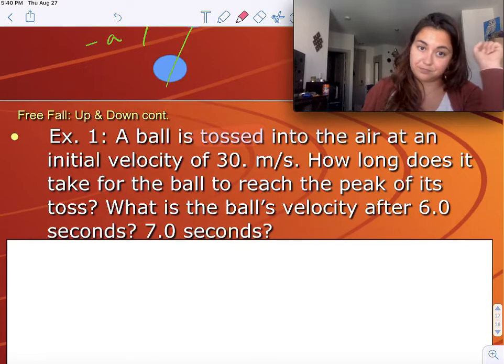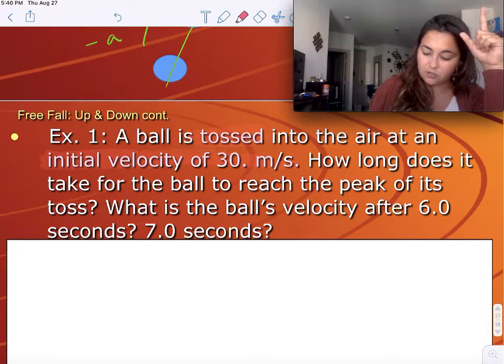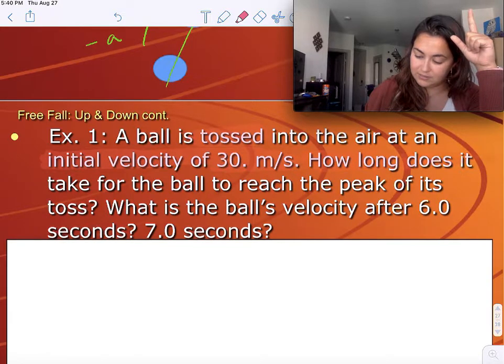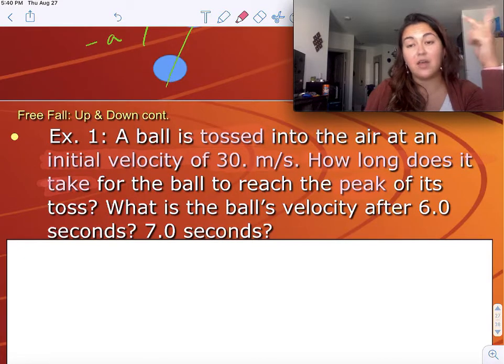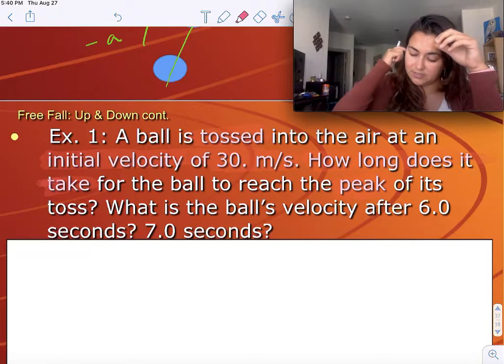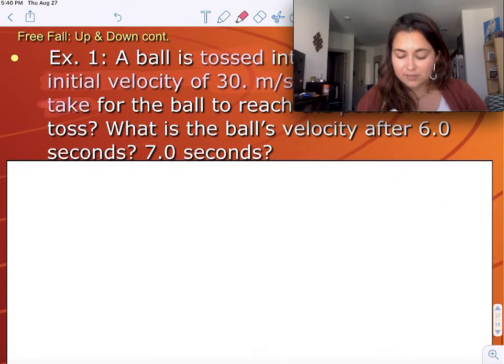So anyways, a ball is tossed into the air at an initial velocity of 30 meters per second. Love that. They just tell it to me. They make it easy. How long does it take for the ball to reach the peak? I always know information at the top, at the peak, at the max height of a throw. So how long does it take for the ball to reach the peak of its toss? There are more questions. We will come back to them, I promise.